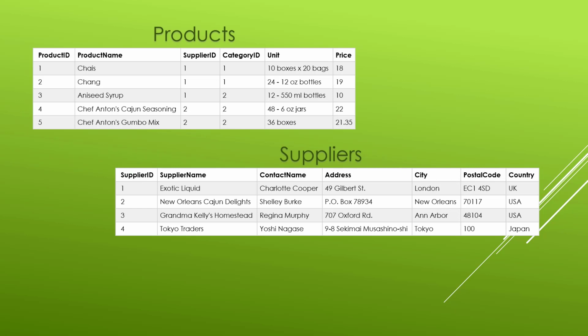Now let's say that you are tasked with finding all of the suppliers that had a product that was less than $20. You might start off with a where statement that looks something like this. First of all, let's join the products and suppliers tables according to that foreign key and primary key relationship. Then, on the products table, give me all of the products that are less than $20 in price.